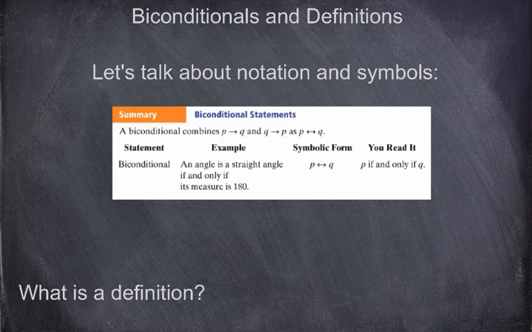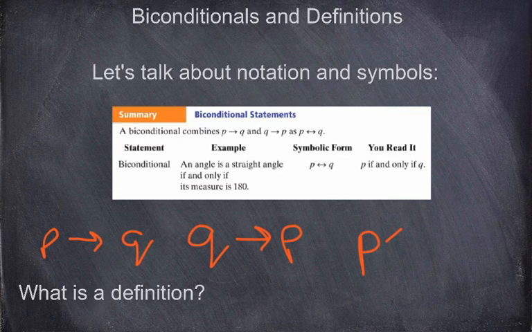Notation and symbols. Now we learned with a conditional statement that we said if P, then Q. And the converse was if Q, then P. Well, since we said with a biconditional that both must be true, what we can do is have arrows going both ways, saying that it doesn't matter which way you start with, both will be true, conditional and converse.